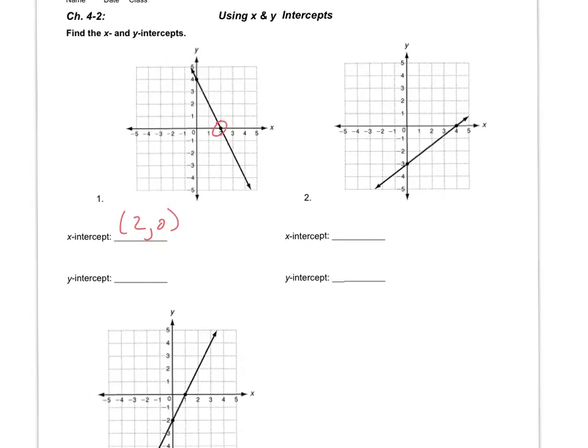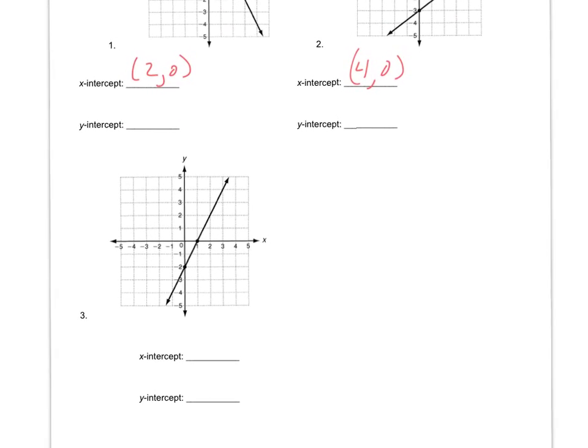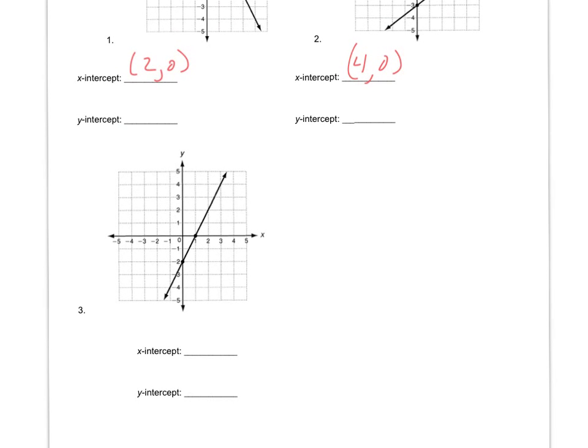The x-intercept on number 2 is at (4, 0). So (4, 0). And then finally, on the third one down here, the x-intercept is, again, where it crosses the x-axis, and that is at (1, 0). Notice in all three of those, the y value is 0 for the x-intercept. Again, for the x-intercept, the y value will always be 0.